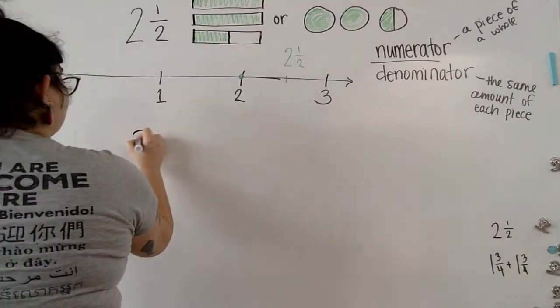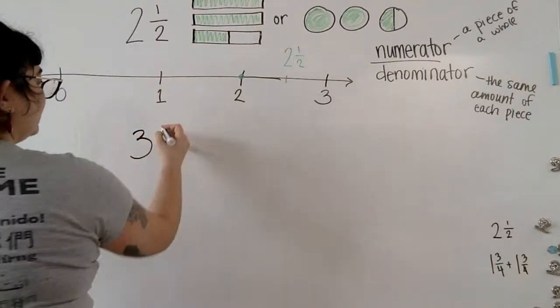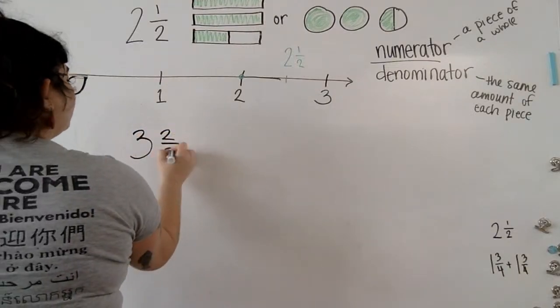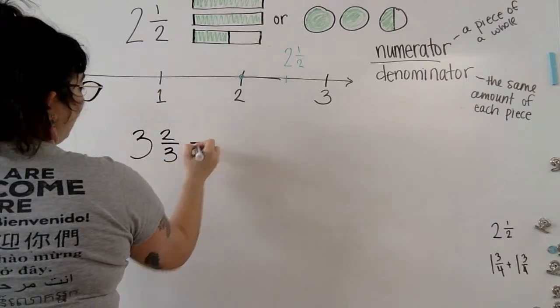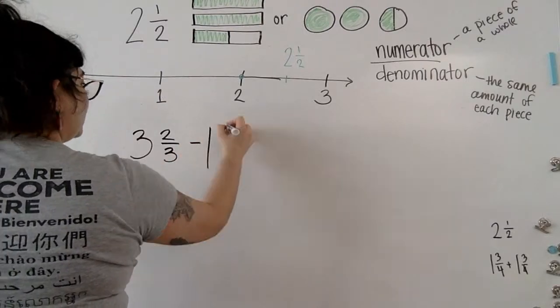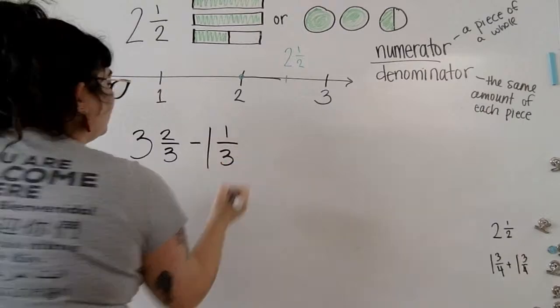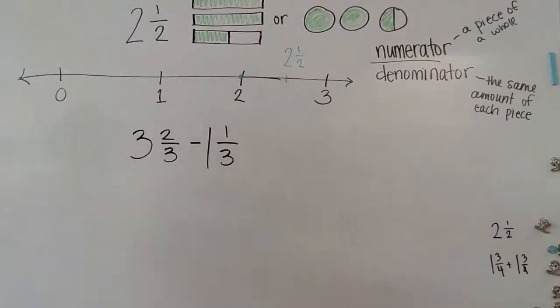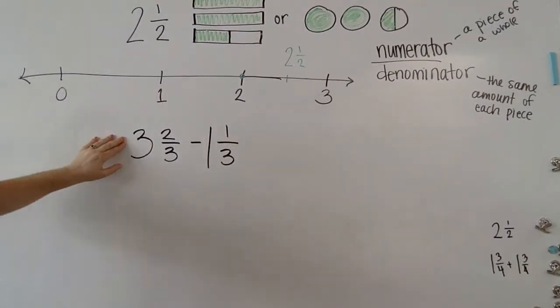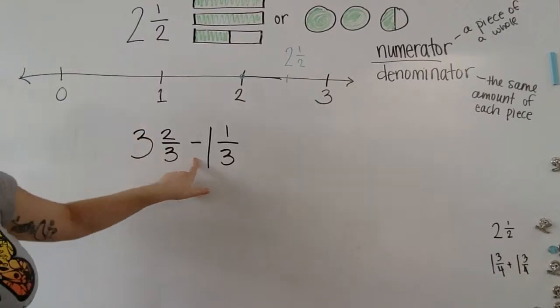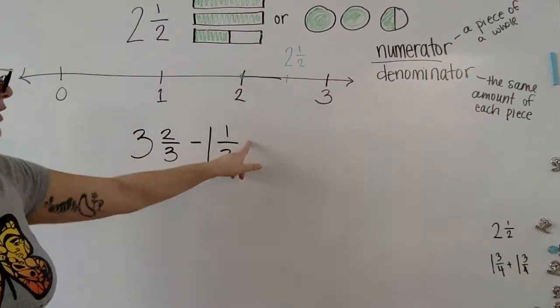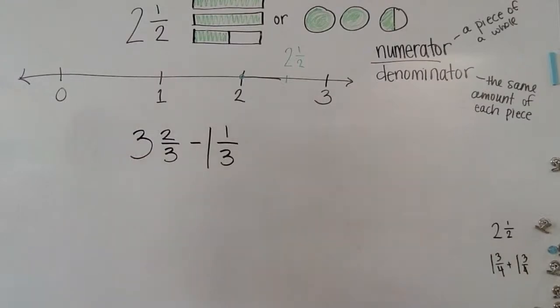We are going to have 3 2/3 minus 1 1/3. 3 2/3 minus 1 1/3. Well, let's set this up using fraction strips.